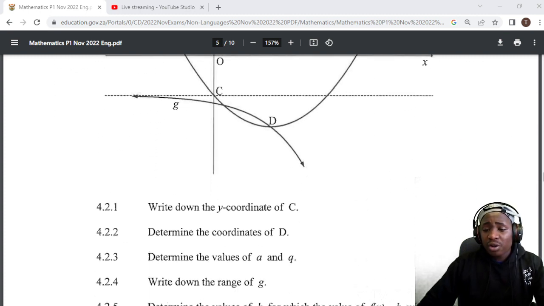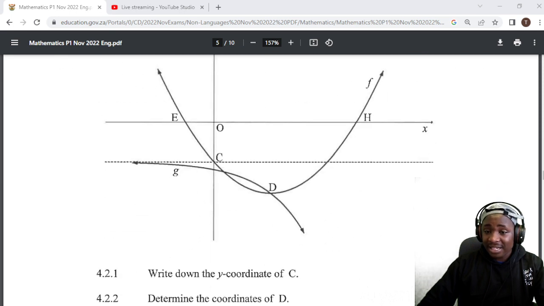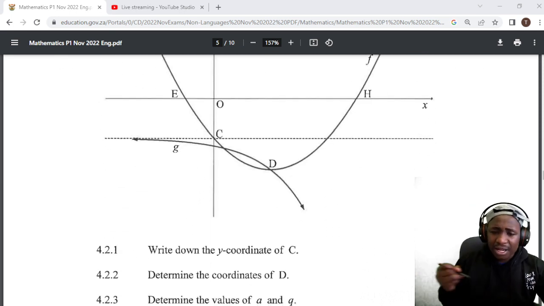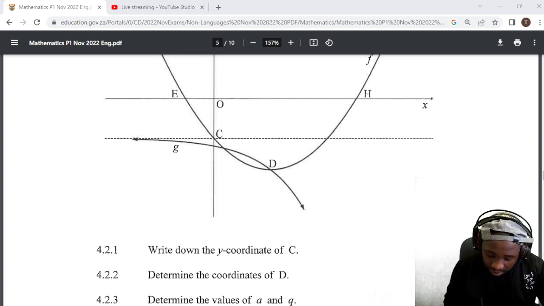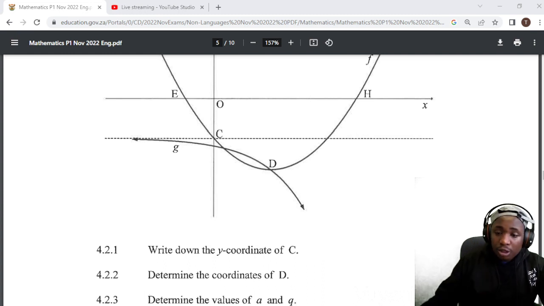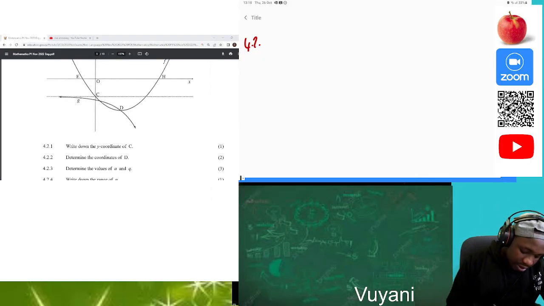Write down the coordinates of c. C is situated on f, and we're already told that it is the y-intercept of f. So already, we are cruising. Since c is a y-intercept, our x value is always equal to 0. So that one is just easy, because we know that c is 0, y. So we just want y.